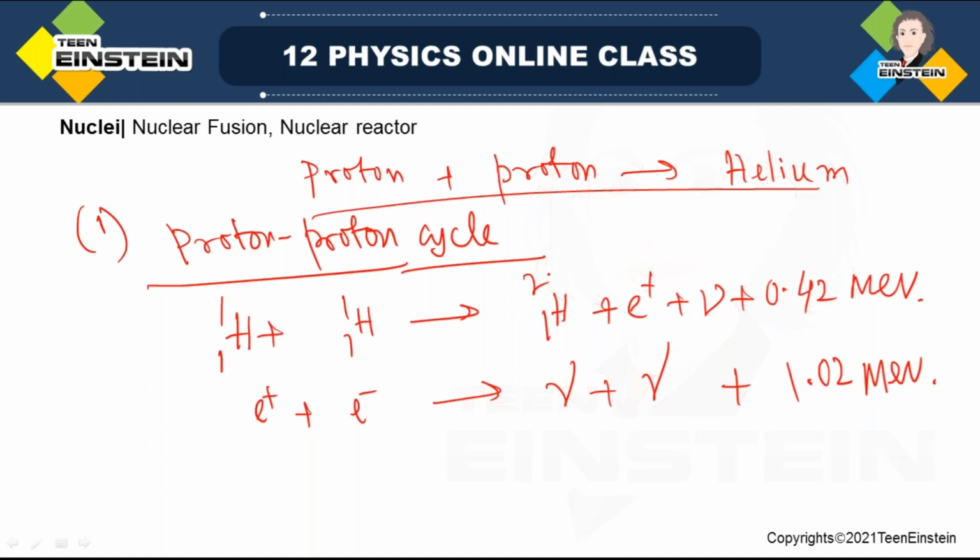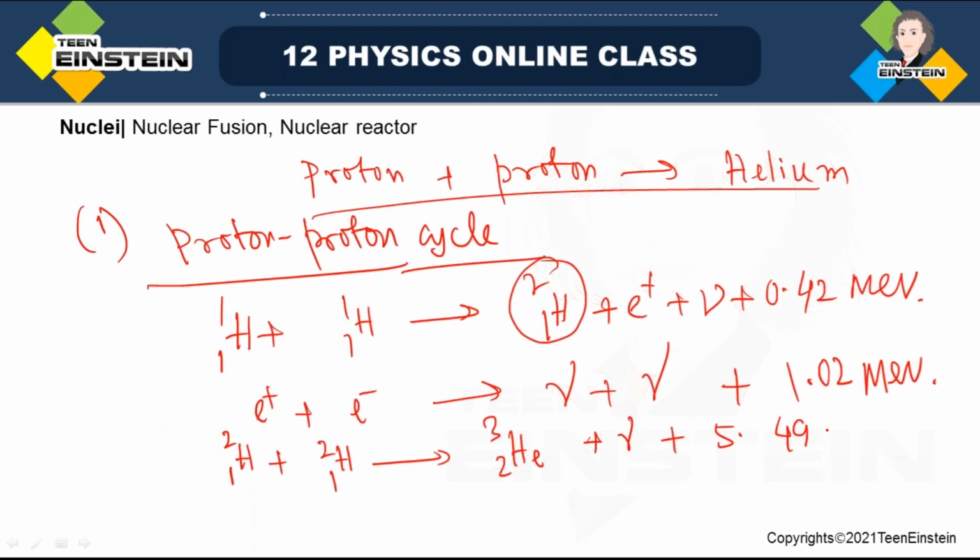And then we have got deuterium. Now two deuterium will combine to make a light nucleus of helium, He2, this is 3. This is a light nucleus of helium along with gamma plus 5.49 MeV energy.